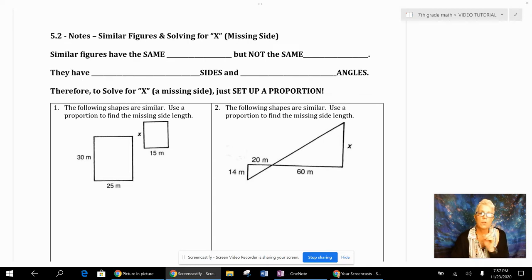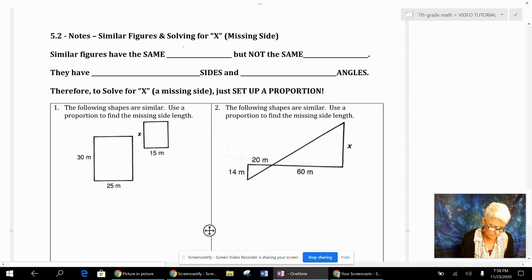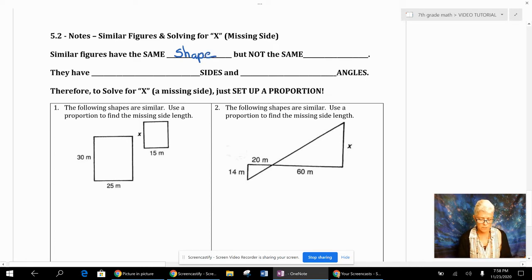Why? So that you remember them, because you're going to see them on the test and you need to know them to understand this concept. It says similar figures have the same, what do you think? Same shape. Remember the squares we talked about yesterday? They're going to be the same shape. I can't have a circle and a triangle and call them similar. I can call them shapes, but they're not similar shapes.